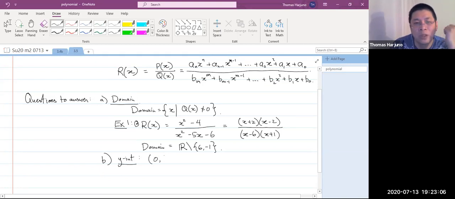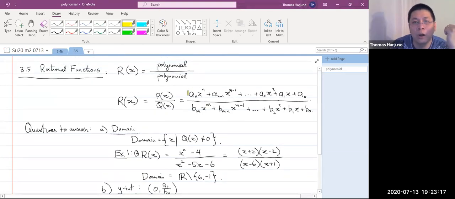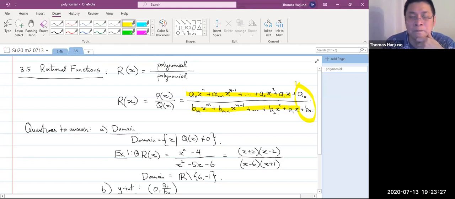So the y-intercept is 0, something. What is that thing? That thing will be a sub 0 over b sub 0. You will see when x equals 0, all of these disappear, right? And we are left only with the constant over constant. Now, of course, you don't have a y-intercept if b sub 0 is 0. But you will detect that right away from the domain.